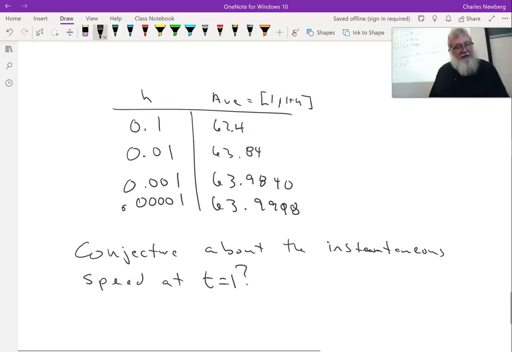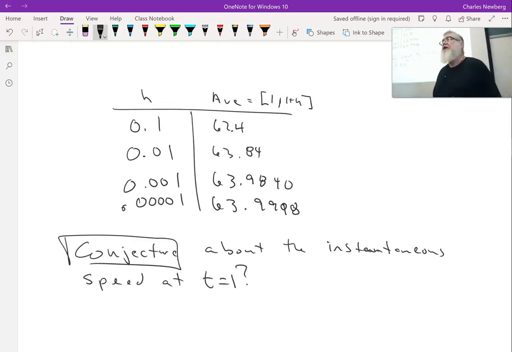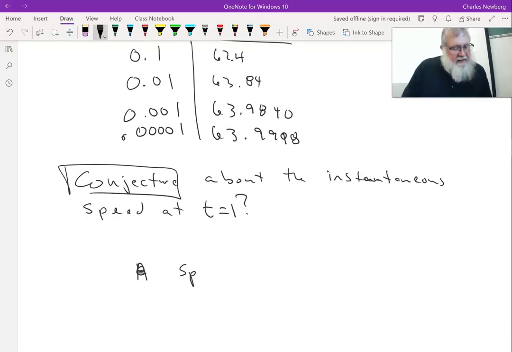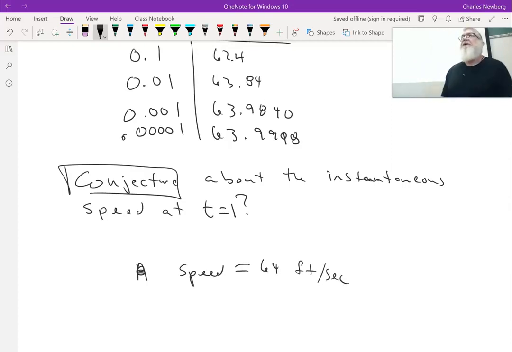So what would our conjecture be? A conjecture is an educated guess, what you think is going to happen. We didn't prove it, though. That's coming up with the derivative and all that stuff, but we have to take steps in there. So our conjecture is the instantaneous speed is 64 feet per second. But that's a conjecture. What's a conjecture again? An educated guess based off of some facts.